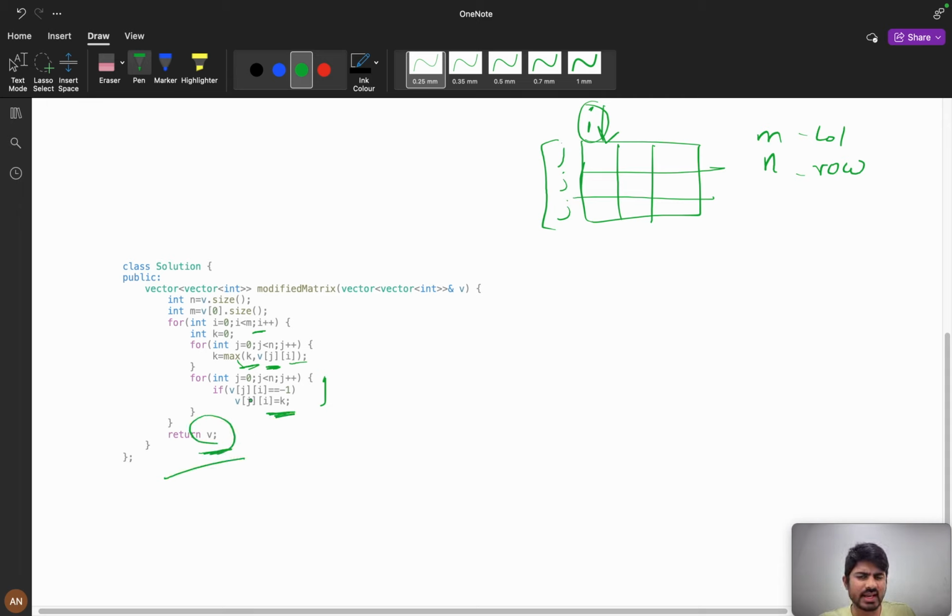Now if you see here, the time complexity will be O(n times m), column length times row length, and we are not using any extra space, so the space will be O(1). I think you have got it.